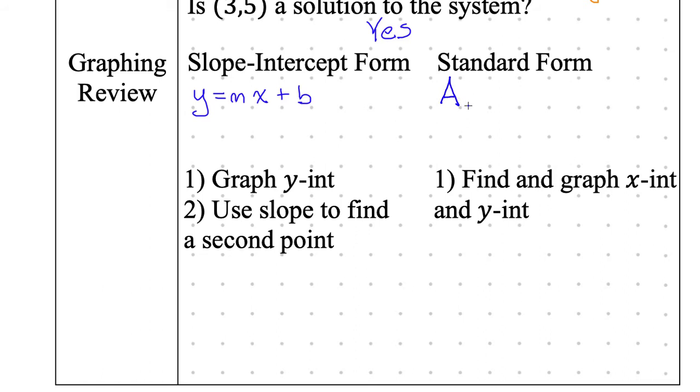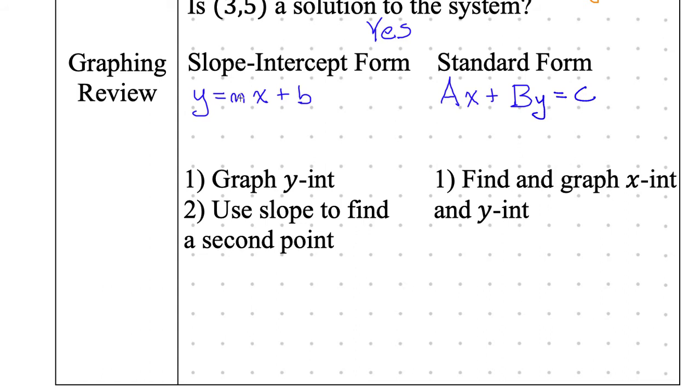Okay, is it Ax plus By equals C? It is indeed. I forgot the y there. Ax plus By is equal to C. And again, A, B, and C are all integers. That means whole numbers.